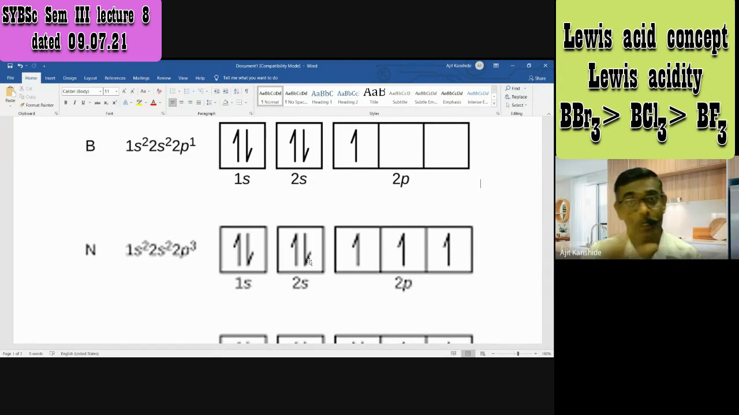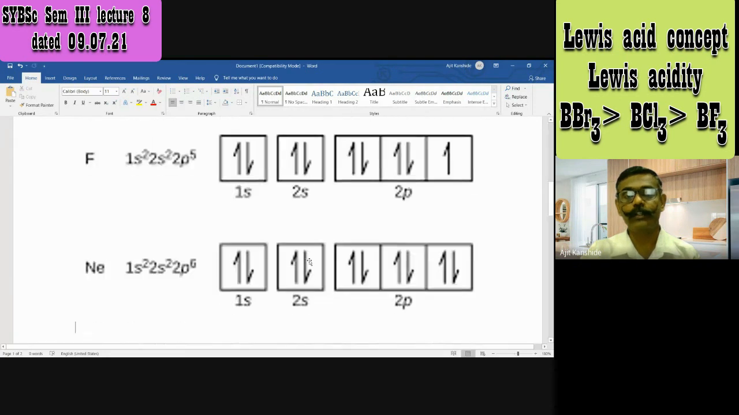It will form 5 bonds. But nitrogen is smaller, no? So considering its size also, the chemical formation is decided. Therefore, you never heard of NF5 or NH5. NH3 you come to know because 3 unpaired electrons are there.